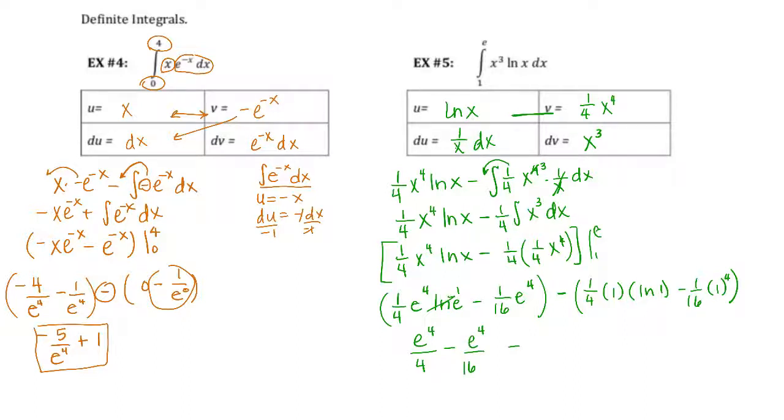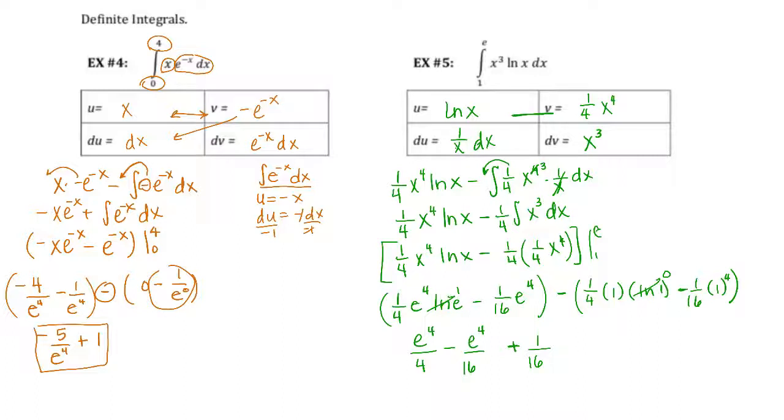And then from our other endpoint, natural log of 1, that's going to be 0. So that entire part is wiped out. And then I have minus, and we have a negative here, so that's going to be positive 1/16. And it's okay, you can leave your answer like that.